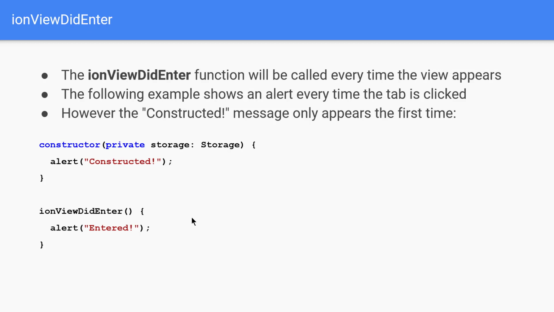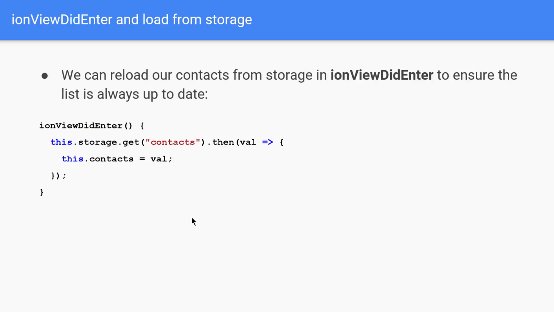The ionViewDidEnter function will be called every time the view appears. The following example shows an alert every time the component appears on screen. However, the constructed message only appears the first time it is loaded. We can reload our contacts from storage in ionViewDidEnter to ensure the list is always up to date.